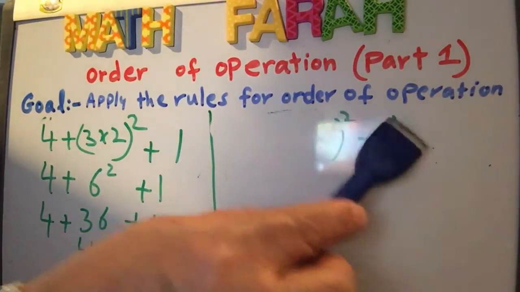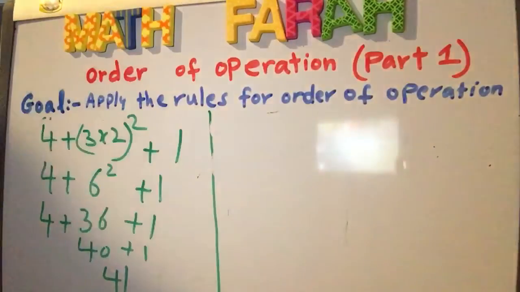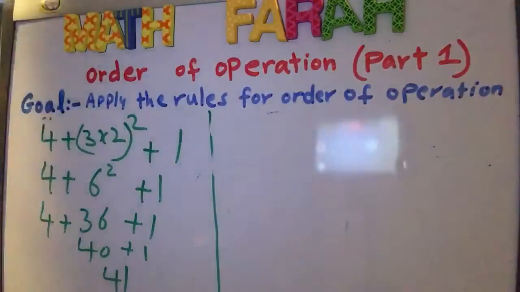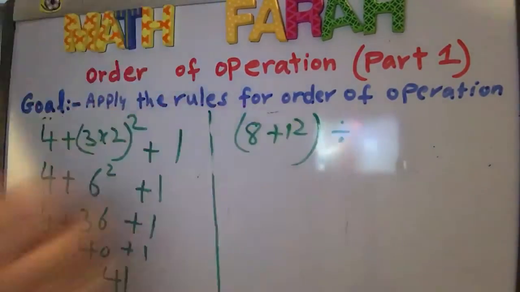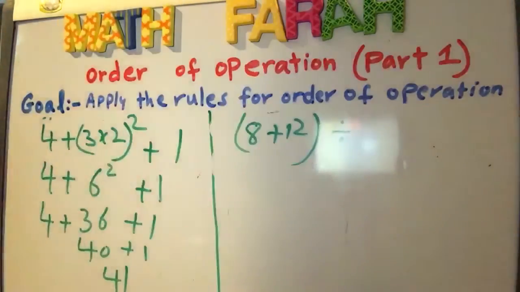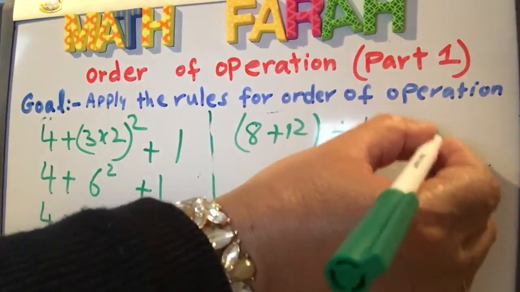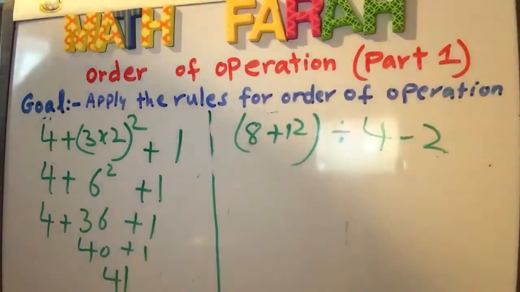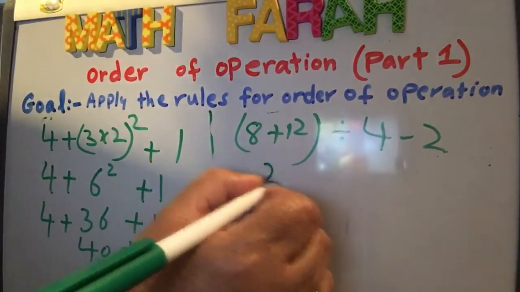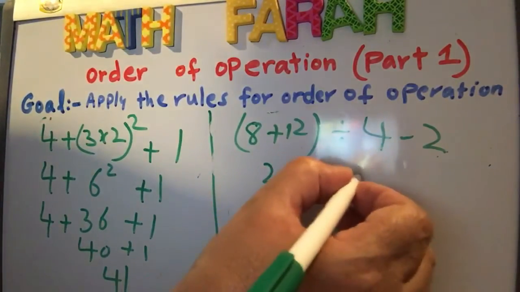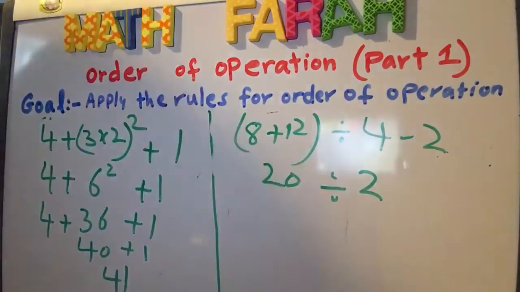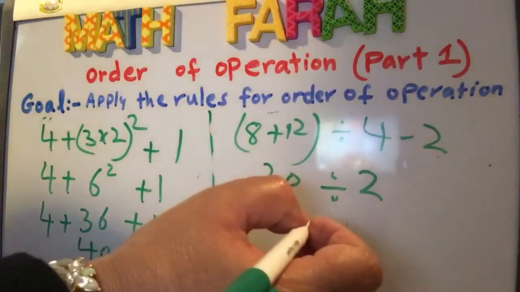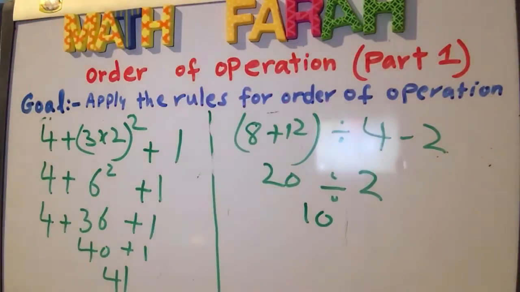So our next question is 8 plus 12 divided by 4 minus 2. First solve these brackets. 8 plus 12 is 20, divided by 4 minus 2 is 2. So 20 divided by 2 is 10. So our answer is 10. Great. Move to the next question.